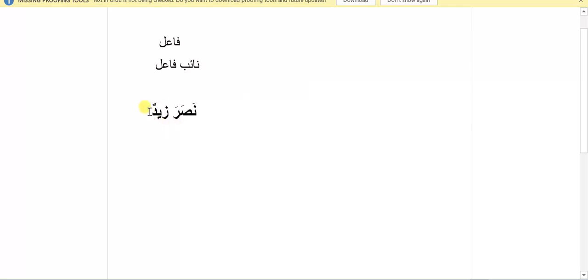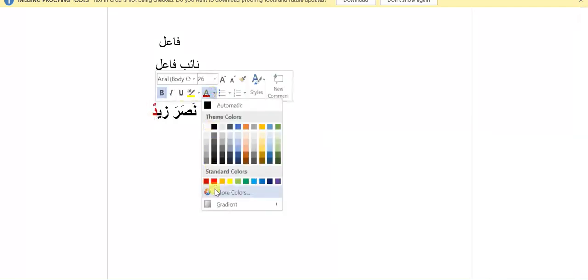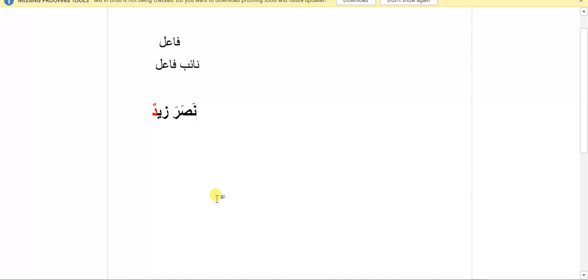Now here Zaidun is a fa'il, that's why it has pesh on it. So what we understood is that one of the reasons for any word having pesh is that the word is becoming the fa'il for a fi'l. So whenever there is a fa'il, its i'rab is fixed, it will always have pesh on it. So here this Zaid is fa'il.